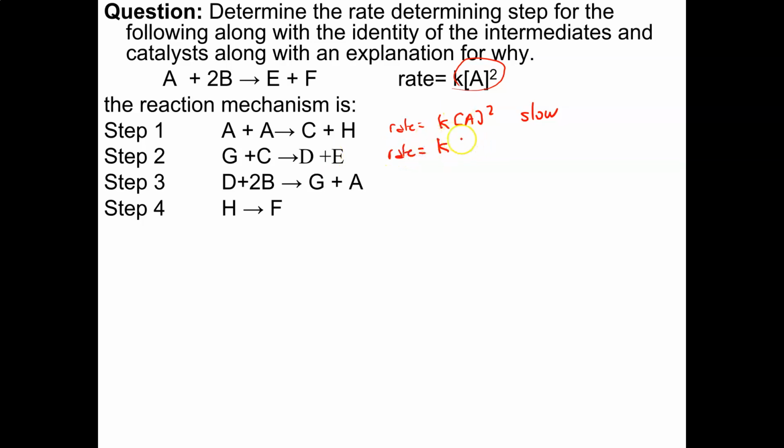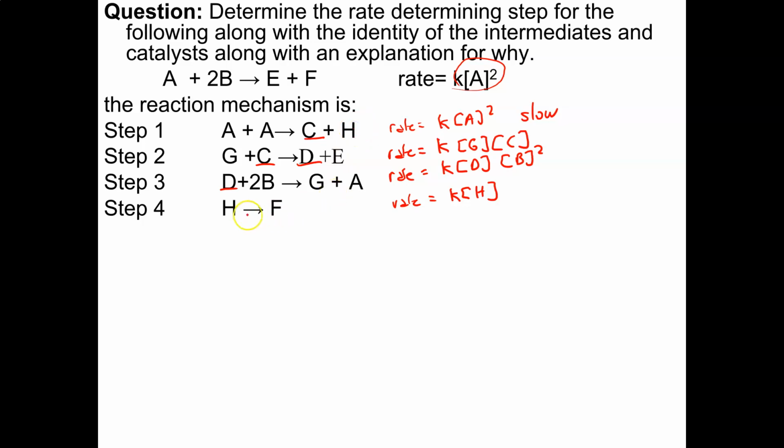So it's K, G, C. That's going to be a fast step. How? Because it's not a slow step. If it's not slow, it's fast. Next one, rate equals K D B squared. And the last one, rate equals K H. So they're asking you for identification of intermediates. So let's take a look at intermediates. What shows up as a product, there's an intermediate, D, intermediate, that's it.